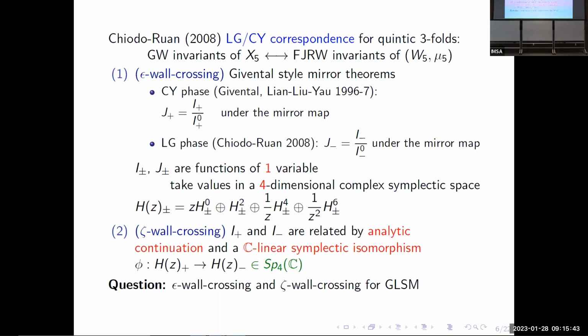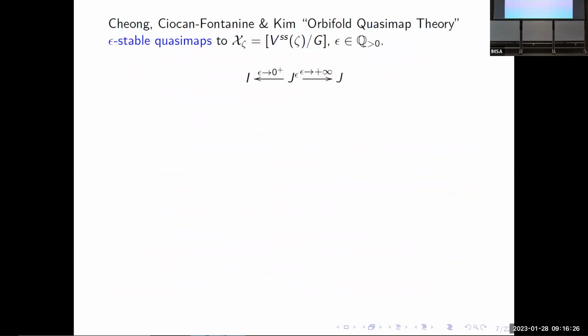So the question is, as we will see in the next section, general GLSM invariants were only defined very recently, in 2020. So we can now study this epsilon wall crossing and zeta wall crossing for more general GLSM. But first let's remind ourselves what happens in the case of GLSM without superpotential. That means you just have a vector space with the action of G and the stability condition. And that is orbifold quasimap theory.